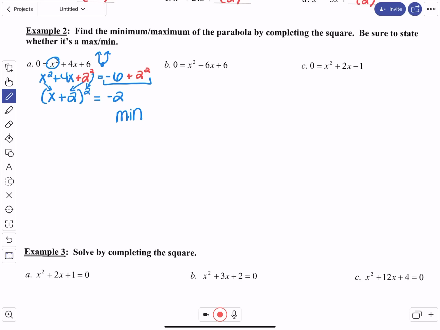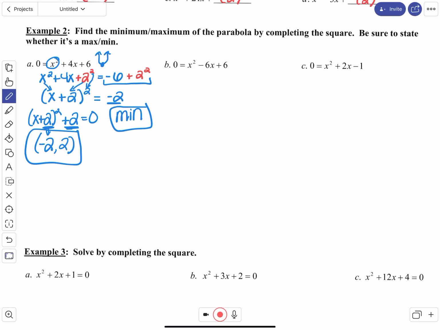Okay. Now, we can move this 2 to the other side. So if we move it, it's going to be plus 2. We already got our minimum. Remember, this is our vertex. So I told you, if it's in parentheses, take the opposite. You do the opposite for this one, do the opposite for that one, and this one you take just as it is. And there's your vertex.